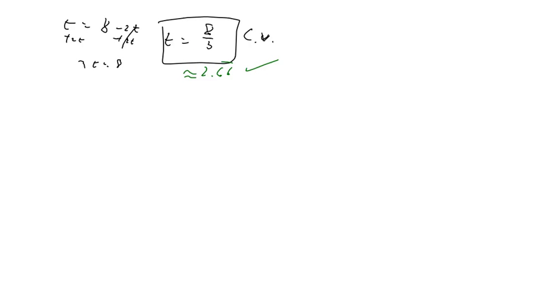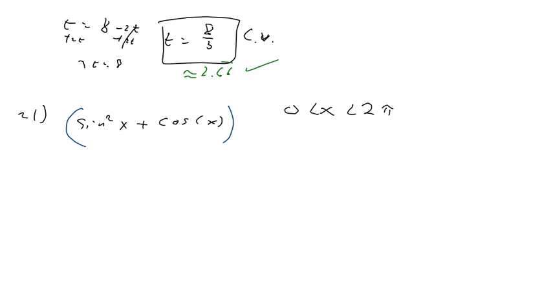21. Again, finding the critical values, I've got sine squared of x plus cosine of x, where x is between 0 and 2 pi. So one cycle around my unit circle, 0 to 2 pi, right? So I want to find my critical values. My critical values are the places where the derivative is equal to 0. So do my derivative of this problem, set it equal to 0, see what I can solve.